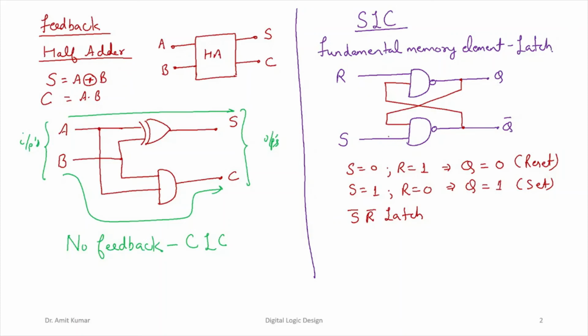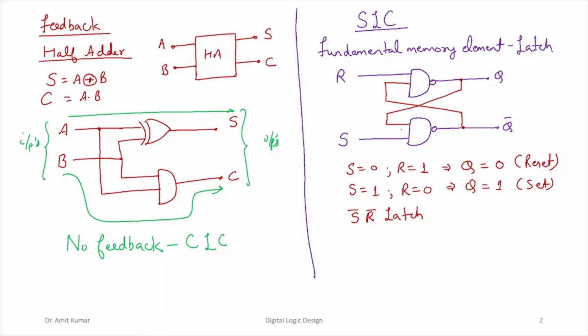If S is 0 and R is 1, then this is going to be 1. If you carefully observe, this is going to be 1, and if this is 1, 1, 1, the output will be 0, right? So the output will be reset.